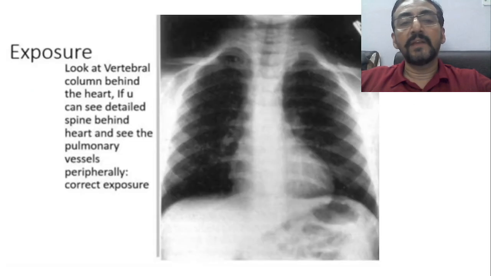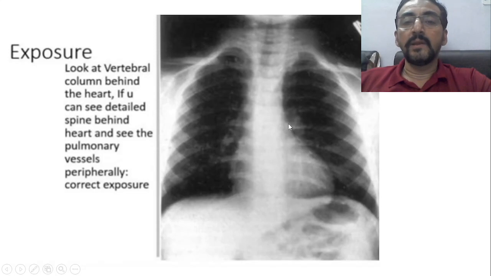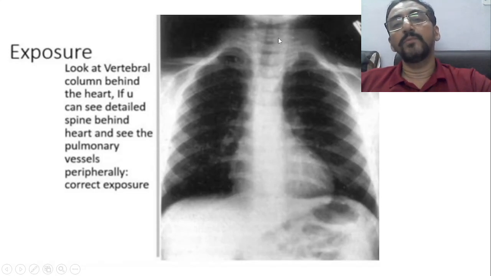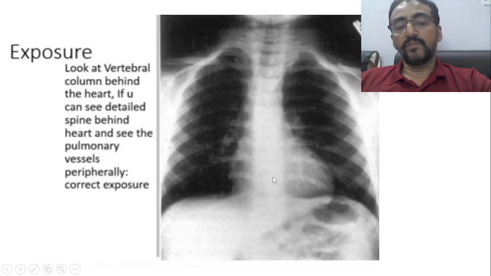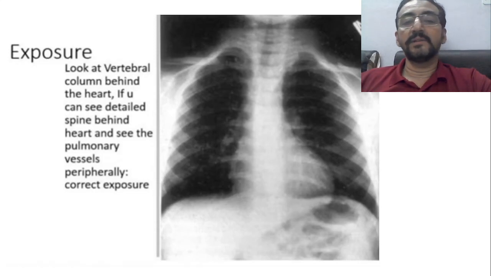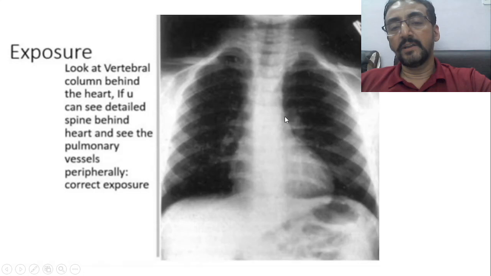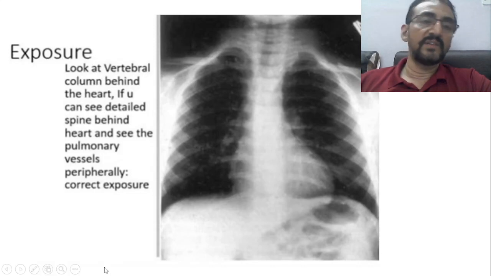Now looking at this particular X-ray, are you able to count the spines? See, this is a spine over here, so we are able to count up to 1, 2, 3, 4 of some of the spines, but in the lower position it's very difficult to count them. Now look at the vertebral column behind the heart, just behind the heart area over here. If you can see the spine behind the heart and are able to see the pulmonary vessels peripherally, it is considered good exposure. This is another important point of exposure.